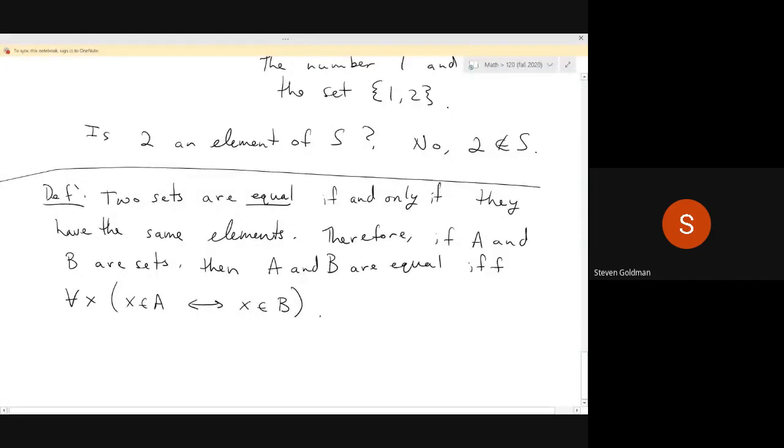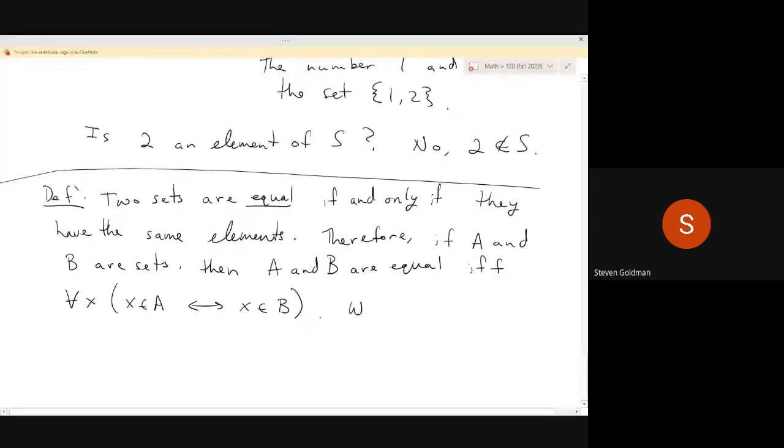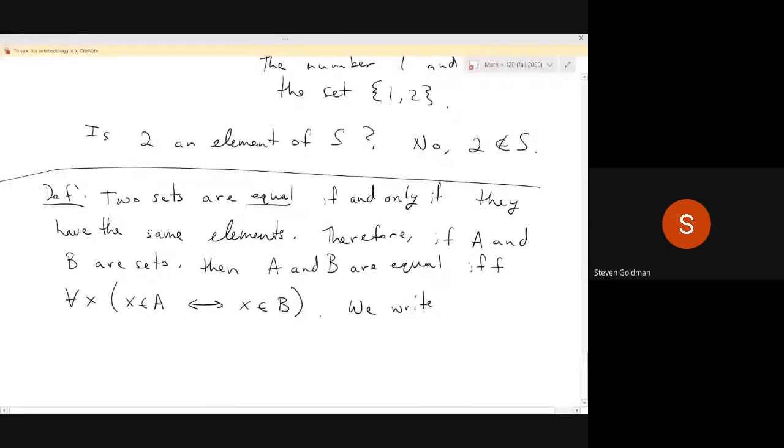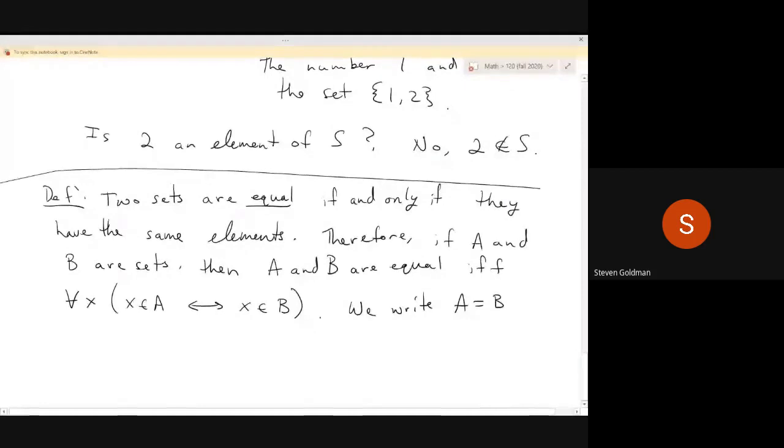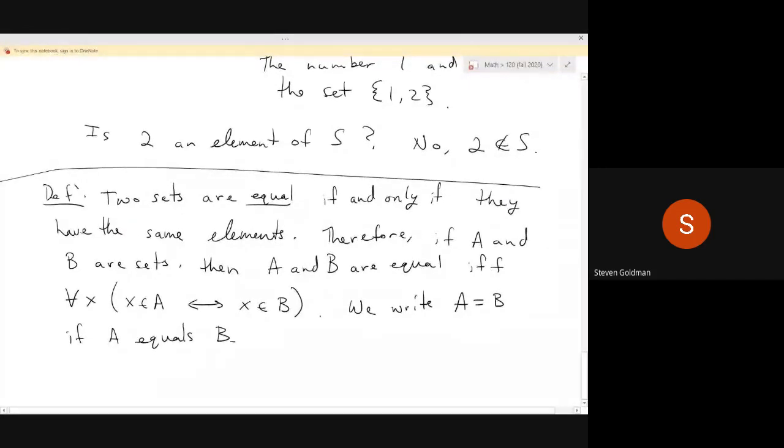It means that if an element is in one set, it's also in the other set, and vice versa. So they're equal only if they have exactly the same elements. Any element that I can find in one, I can also find in the other, and vice versa. If they're equal, we write A equals B. We use the usual notation for equality.